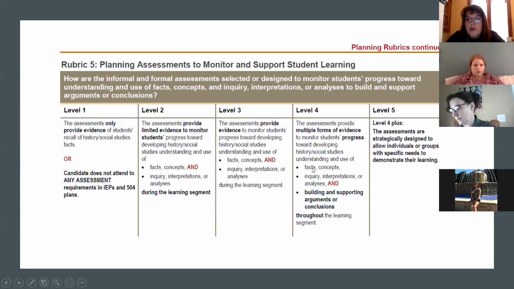Level 4, you have to assess facts, concepts, inquiry, and analysis, but you also have to have them building and supporting arguments or conclusions. The best way to bring that in is either through an essay task or an explain-their-learning task, or through class conversation, right? So you might have like the mini lecture that I was just talking about in English, where students are presenting their ideas about a particular character and why that character is that way, right? So you can use short clips of students having those kinds of conversations.